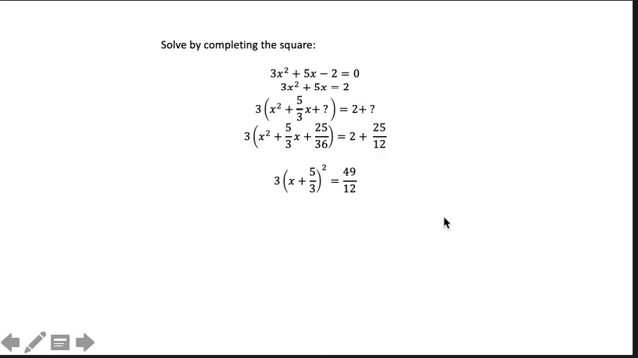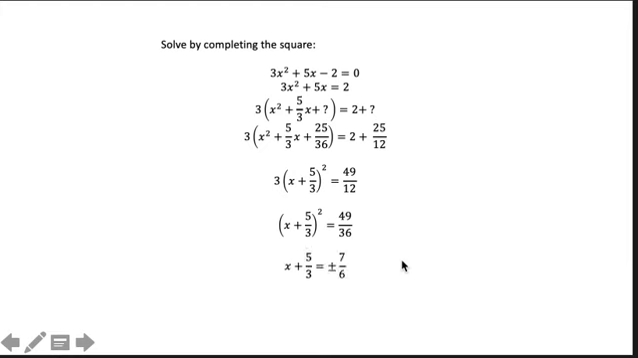Okay, so now we're going to add these two together. So 24 over 12, that's what 2 would be, plus 25 is 49 over 12. And on the left side, we have 3 times x plus 5/3 squared. That's what this would be factored. Now I want to get rid of this 3 by dividing by it. So when I divide, I get x plus 5/3 squared is equal to 49 over 36. 49 over 12 divided by 3 is 49 over 36.